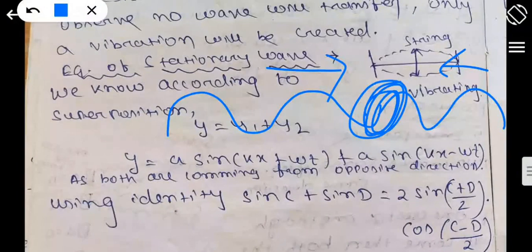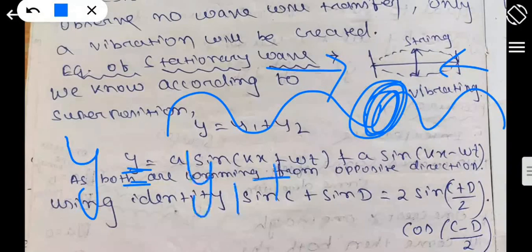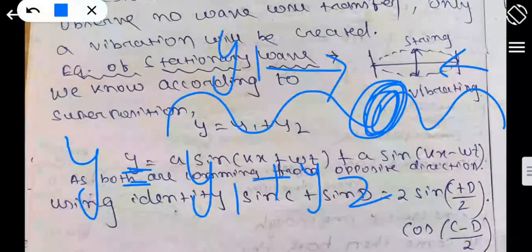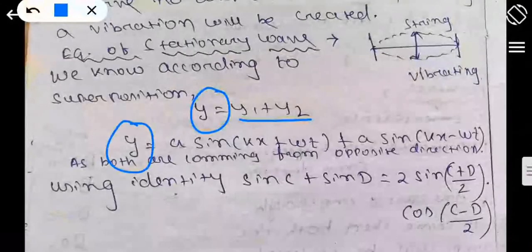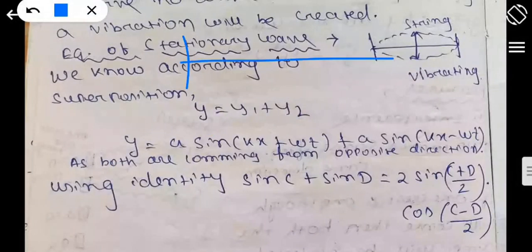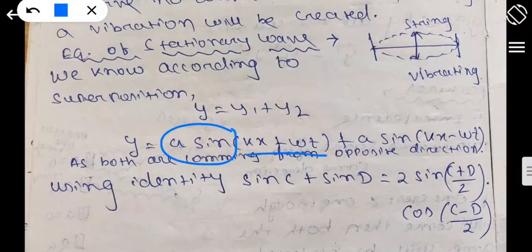And obviously you are going to write down the equation. What will the equation for the displacement be? y equals y1 plus y2. If this is y1, this is y2. As the first one is flowing from left to right, y equals y1 plus y2, so the first one is a sin(kx plus omega t).